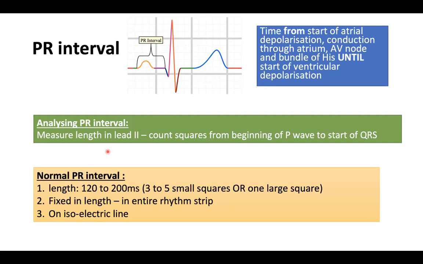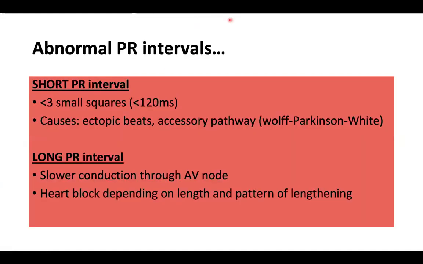It should be a fixed length over the entire rhythm strip. If it's not, we'll go through reasons as to why this could be the case. And it should always be on an isoelectric line, so always on a flat line. Okay, so there are cases where you will have an abnormal PR interval. You can either have a short PR interval or a long PR interval.